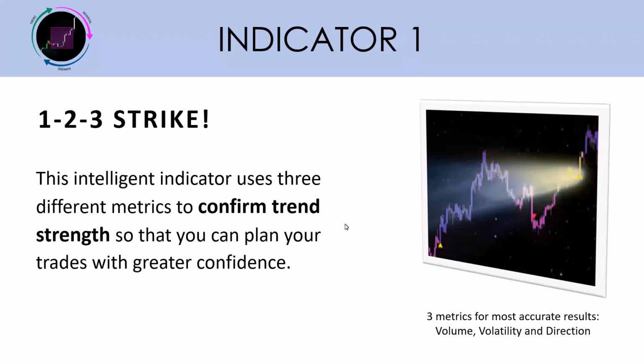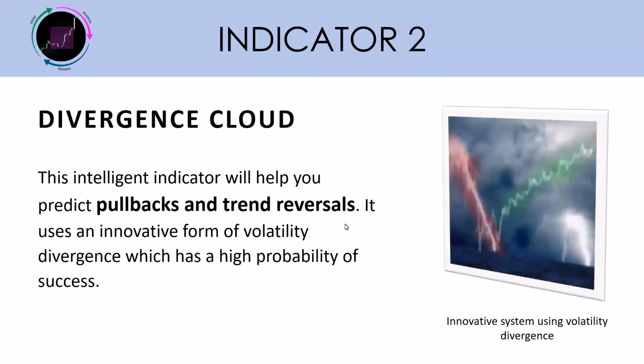The second indicator is called Divergence Cloud, and as the name suggests, it's based on divergence. We've come up with our own proprietary notion of divergence, which is basically comparing price action with volatility. If we see a discrepancy, divergence is detected, and depending on which direction it happens, we might have bullish or bearish divergence. This indicator is designed to detect either bullish reversals or pullbacks, or bearish reversals or pullbacks.